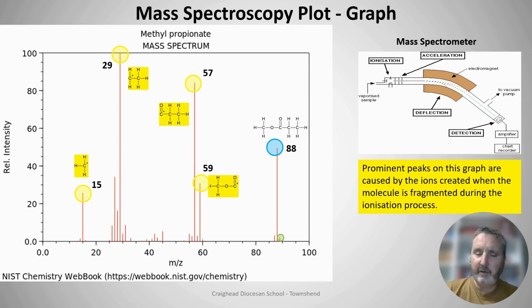Another thing to notice is the little wee one down the bottom here. We're going to talk about this in the next slide, but this is actually called our M+1 peak, and it comes about from something called a carbon-13 isotope.